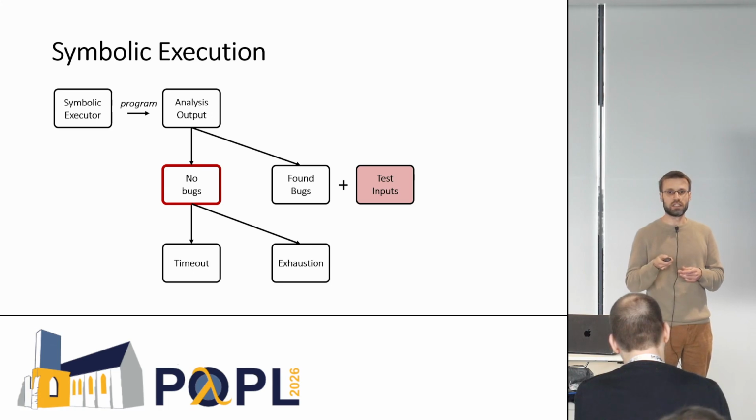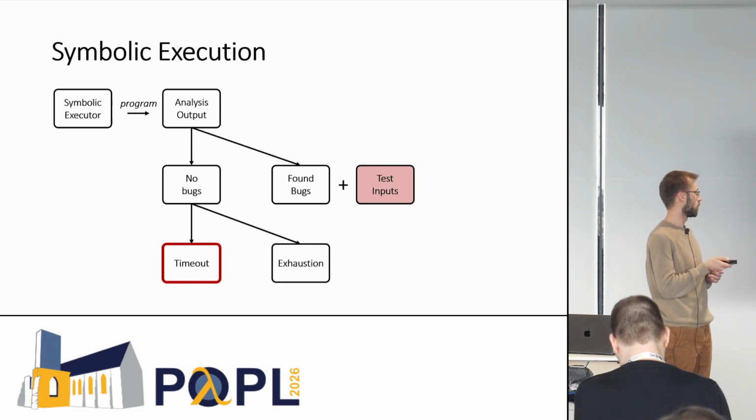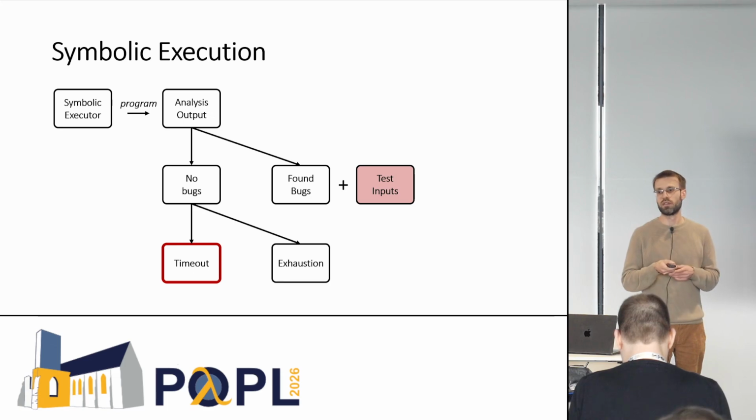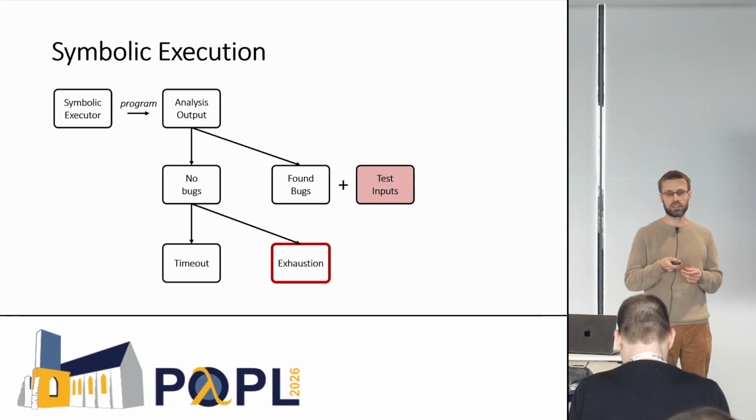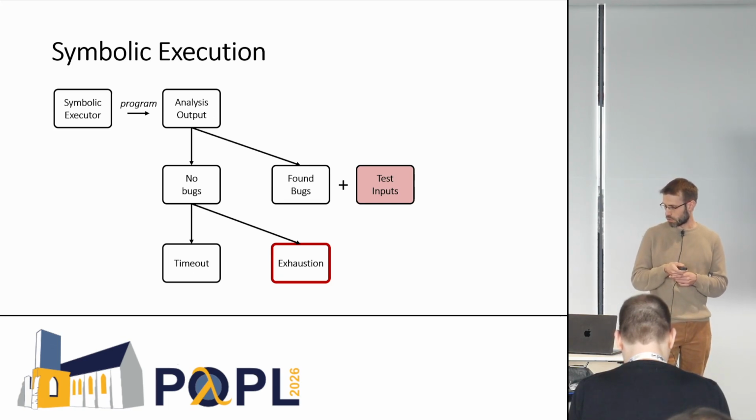Otherwise, if the analysis didn't find any bugs, then we have basically two cases. In the first case, we have a timeout, which means that the analysis tool didn't finish exploring all the paths, and then we don't know if the program is safe or not. And in the other case, we have an exhaustive analysis, which means that the tool did finish exploring the paths.